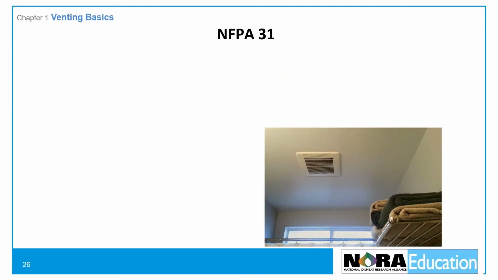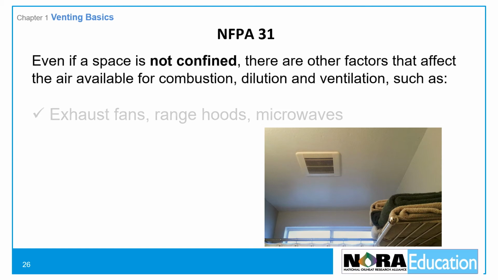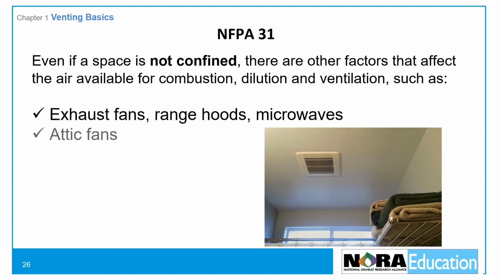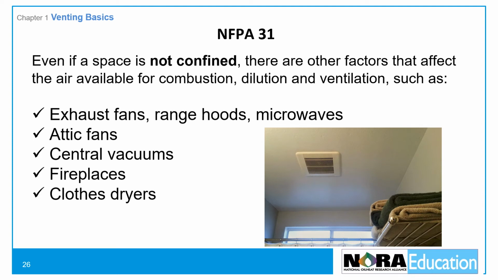NFPA's worst case draft test, which we mentioned earlier, is explained here. Many people assume that a heating appliance installed in an unconfined space will have sufficient air for combustion, dilution, and ventilation. However, the confined space calculation does not take into account other factors in the home which also affect the amount of combustion, dilution, and ventilation air available. These may include exhaust fans, range hoods, microwaves, attic fans, central vacuum systems, fireplaces, and clothes dryers. Instead of limiting the amount of air that infiltrates into the home, these appliances remove large amounts from the home.